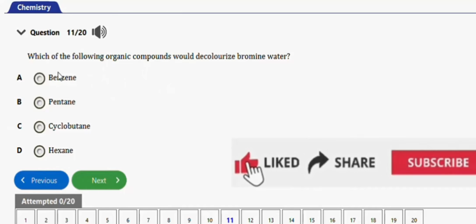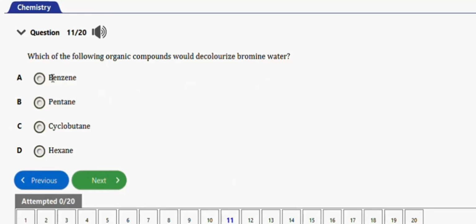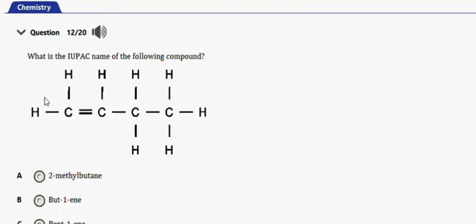This question says, which of the following organic compounds would decolorize bromine water? So the right answer is ethene, option A. That is for this question. The next question says, what is the IUPAC name of the following compound?